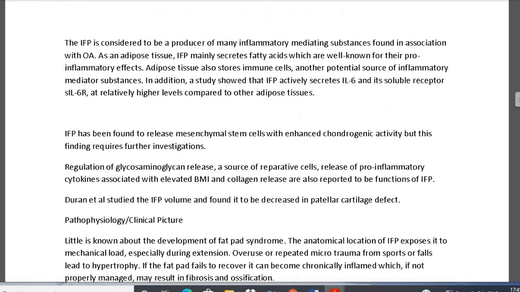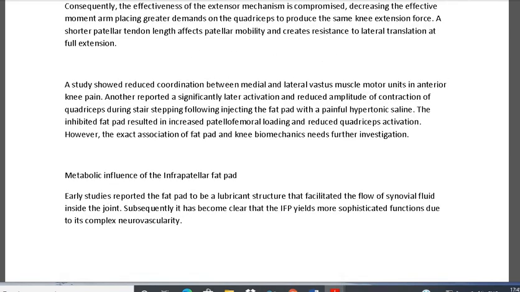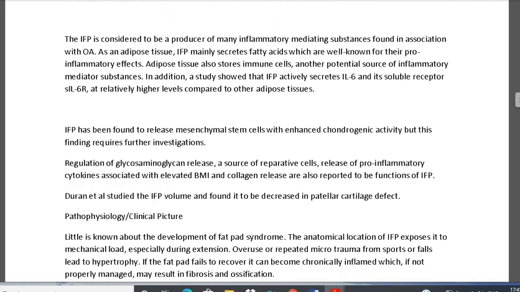Now, if you see the metabolic influence of the fat pad, there are also studies that reported the fat pad to be a lubricant structure that facilitates the flow of synovial fluid inside the joint. So it has become clear that the fat pad has more sophisticated functions due to its complex neurovascularity. The fat pad is considered to be a producer of many inflammatory mediating substances and is found in association with osteoarthritis. As an adipose tissue by nature, the infrapatellar fat pad mainly secretes fatty acids, which are well known for their pro-inflammatory effects. The adipose tissue also stores immune cells, another potential source of inflammatory mediator substances. In addition, a study showed that the infrapatellar fat pad actively secretes IL-6 and its soluble receptor sIL-6R at relatively higher levels compared to other adipose tissues.